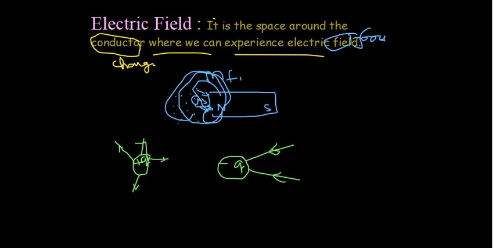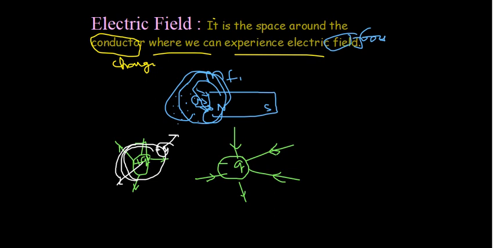Okay, this is how we are drawing the electric field lines for the negative charge. Now I'll bring a very small positive charge. We know that when I bring positive and positive charge, they get repelled. Means when I bring this charge into the electric field, this new charge will experience a force.